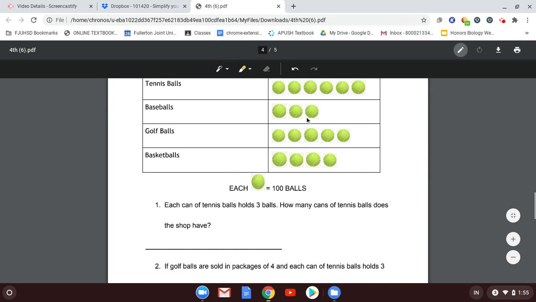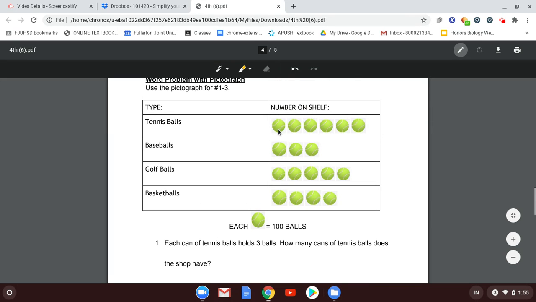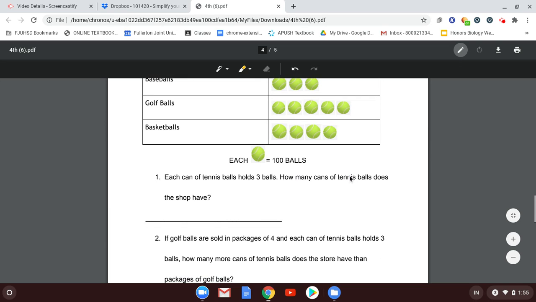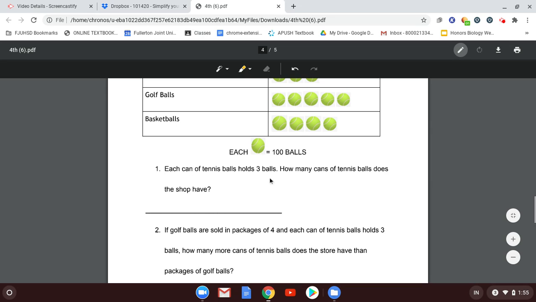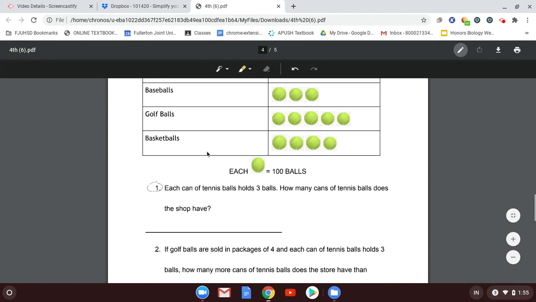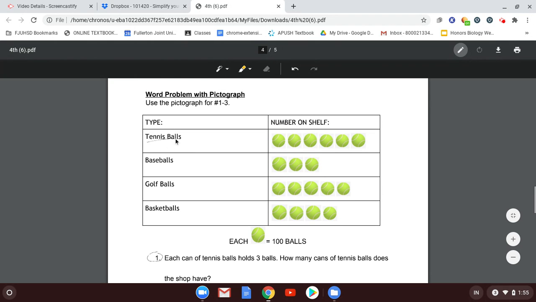Now let's go on to the pictograph. So each tennis ball on this picture is 100 balls. Okay. Each can of tennis balls holds 3 balls. How many cans of tennis balls does a shop have? Okay. Try doing number 1. So each can of tennis balls holds 3 balls. How many cans of tennis balls does a shop have? Okay. So we're only looking at tennis balls.